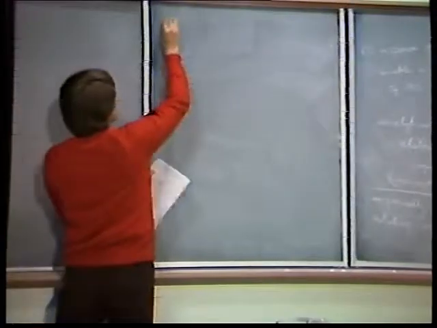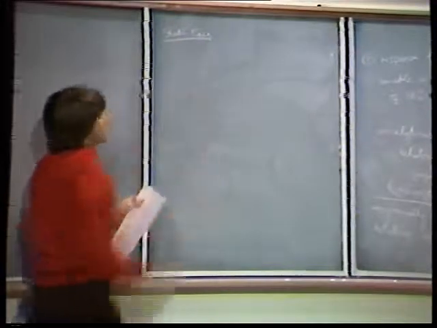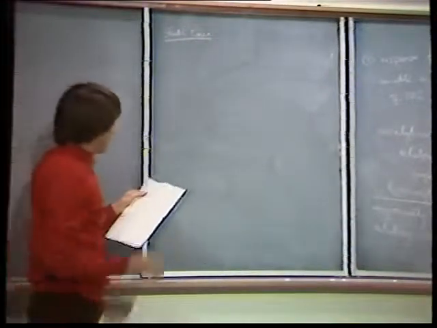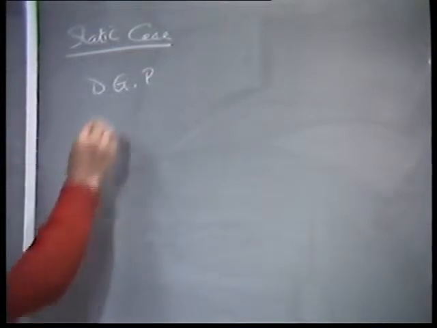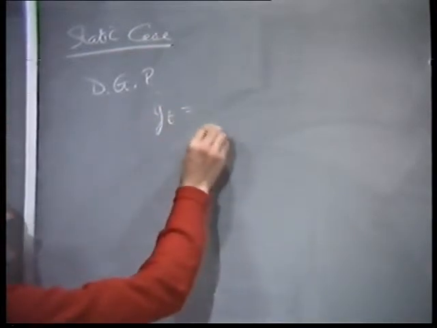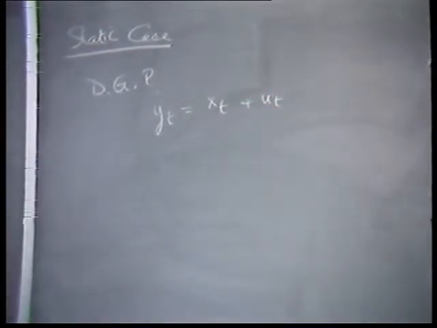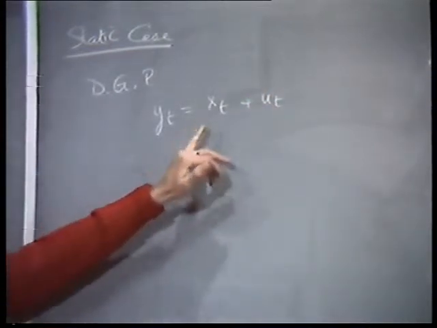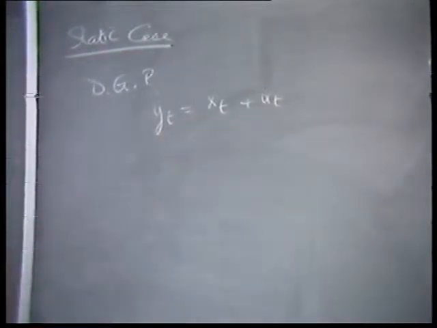Well, first of all, let's consider an essentially static case. So this now is the data generation process, or the econometric model, which we're going to analyze. And we have y_t is x_t plus an error term u_t. And without loss of generality, we've assumed the coefficient of x_t is unity. It really doesn't make any difference what value that assumes. So that's the static model.